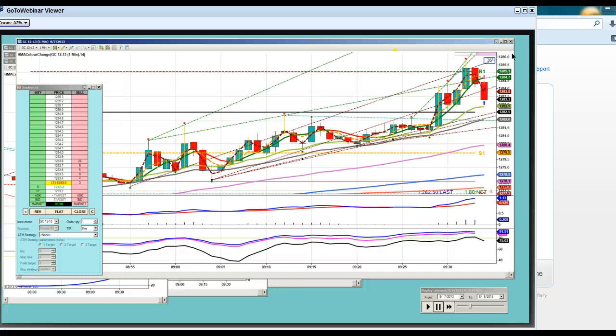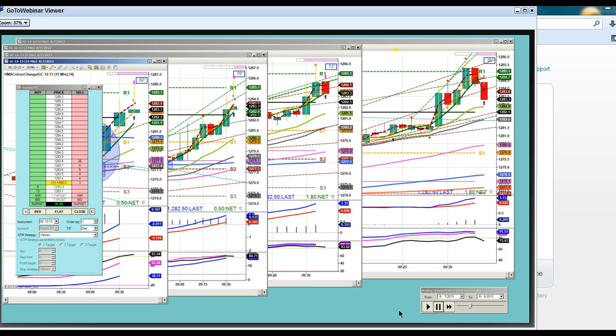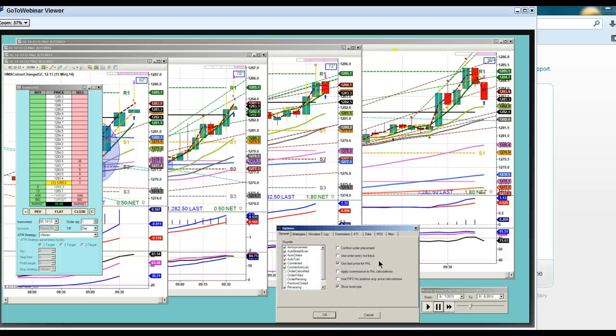How do you turn off the confirm buy box? You simply go to your control center and you go to tools, options, and you see where it says tools and options, confirm order placement, just uncheck it. Uncheck the confirm order placement.